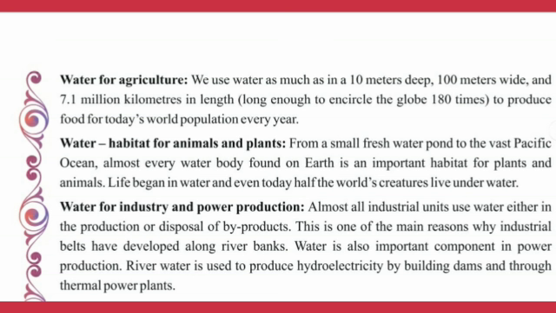Water for agriculture. We use water as much as in a 10 meters deep, 10 meters wide and 7.1 million kilometers in length, long enough to encircle the globe 180 times, to produce food for today's world population every year. Dear children, so much water is used in agriculture. The farmers are taking so much trouble to grow their crop.